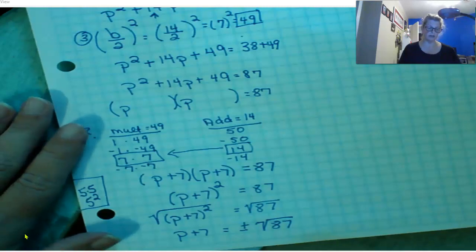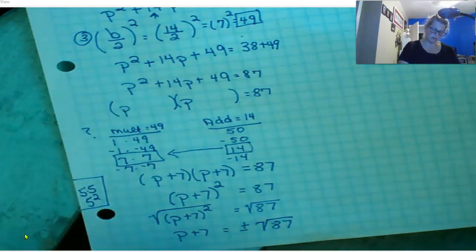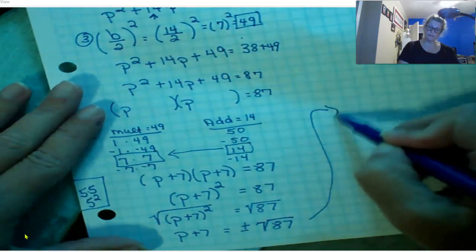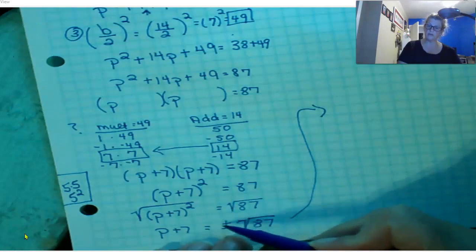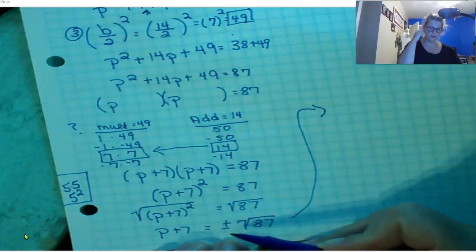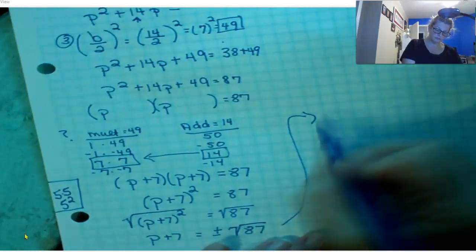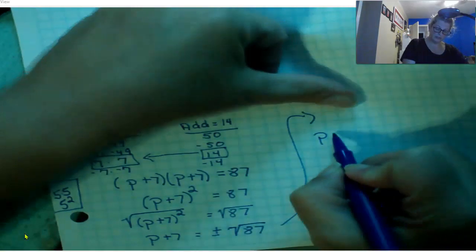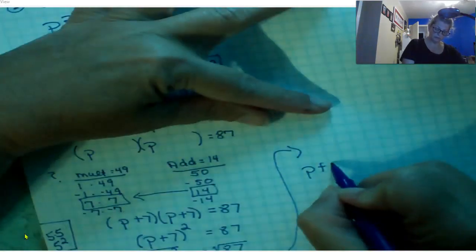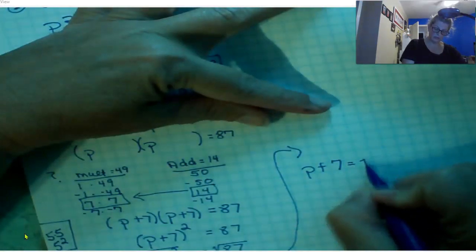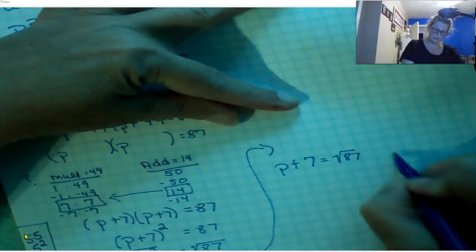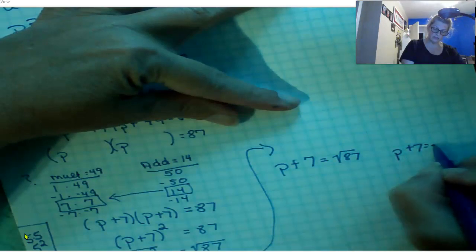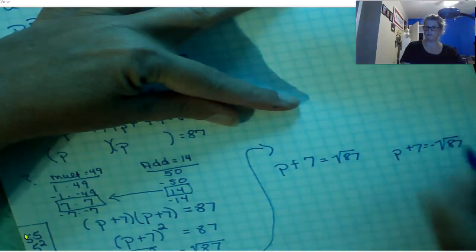Okay, now from this point I'm going to move up here because I'm out of space. From this point we're going to set up two equations. You're going to set up one to account for the positive and another one to account for the negative. Okay, so let's do that. p plus 7 equals the positive square root of 87, and p plus 7 equals the negative square root of 87.